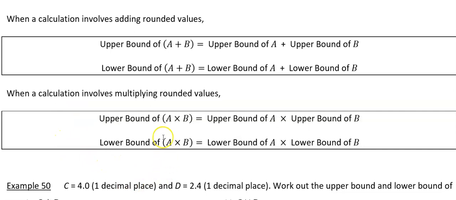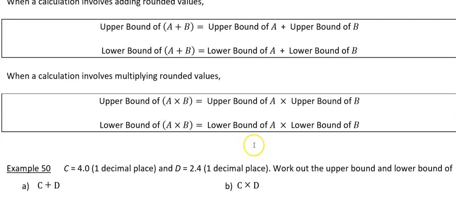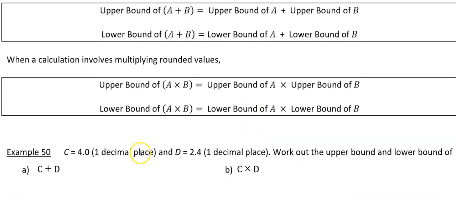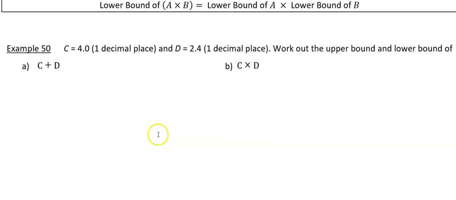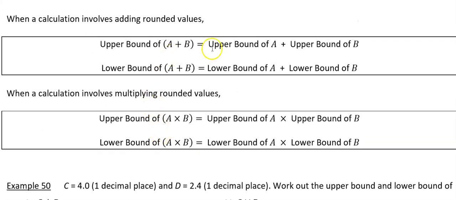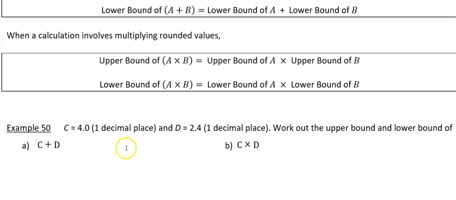So when it involves multiplying, it's going to be the same idea. The upper bound of a times b is the upper bound of a times the upper bound of b. The lower bound of a times b is going to be the lower bound of a times the lower bound of b. It's a wee bit different if they're being subtracted. You need to think a wee bit more about it, but for this video we're just going to look at the upper and lower bounds of a plus b, and upper and lower bounds of a times b.